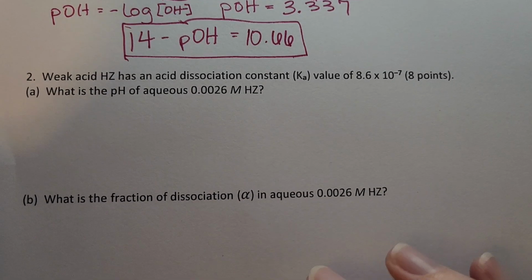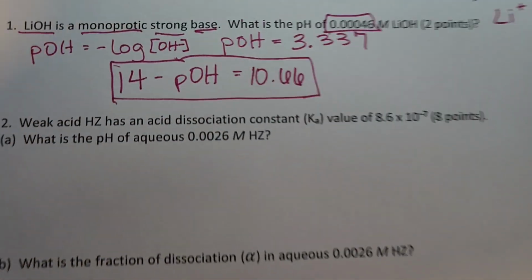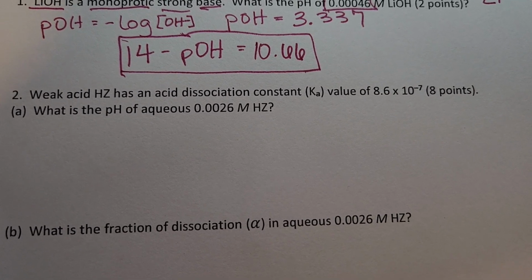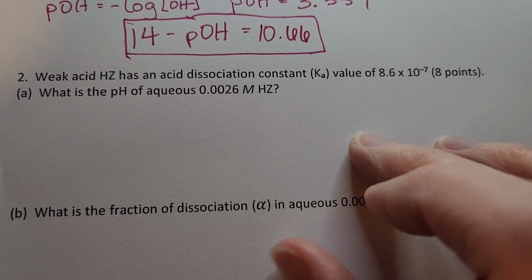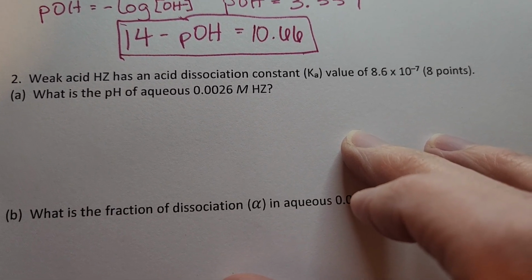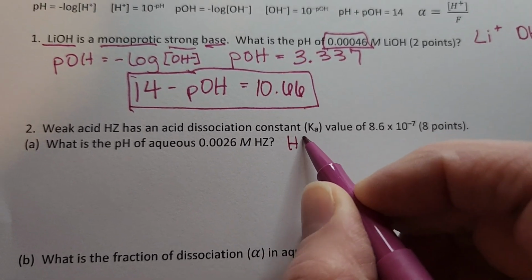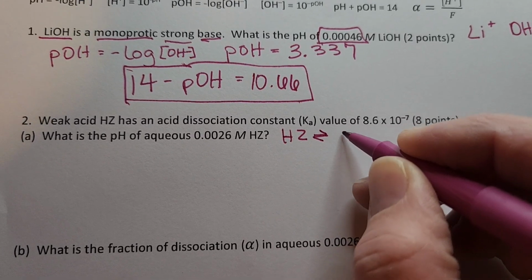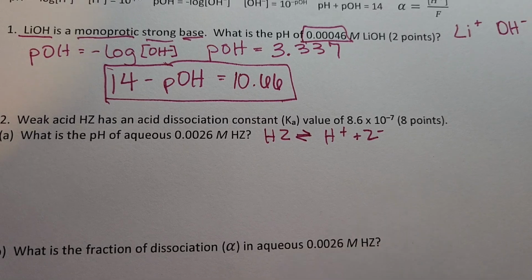All right, question number 2 is a bit more involved. It has 4 parts. So weak acid HZ has an acid dissociation Ka value of blah blah blah. What is the pH of this? So first we're going to write out our reaction. So we've got HZ, and that is going to dissociate into H plus and Z minus.